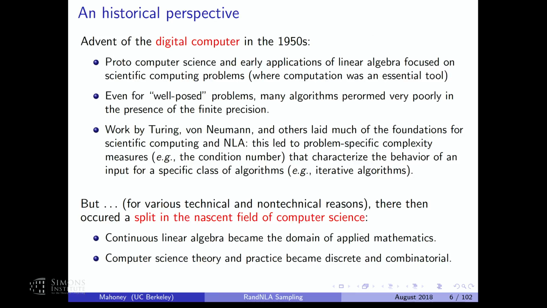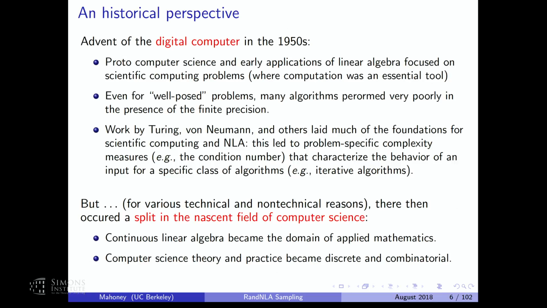Early computer science and early applications of linear algebra focused on scientific computing problems. And there's this notion that you only want to solve well-posed problems. Even for well-posed problems, certain algorithms might perform poorly. So that appears in numerical analysis, but it appears in statistics too, right? You don't want to be solving poorly posed problems. They might not care about machine precision. They care about robustness and posedness in different senses.